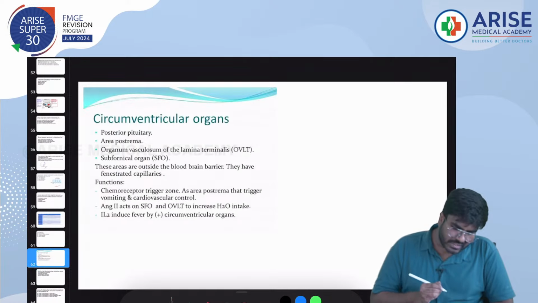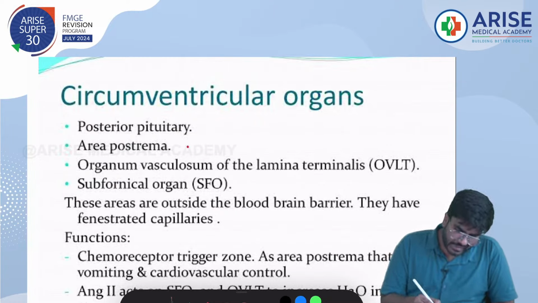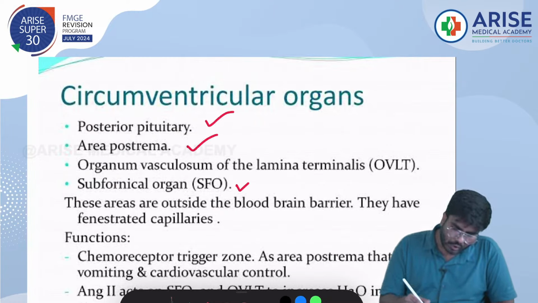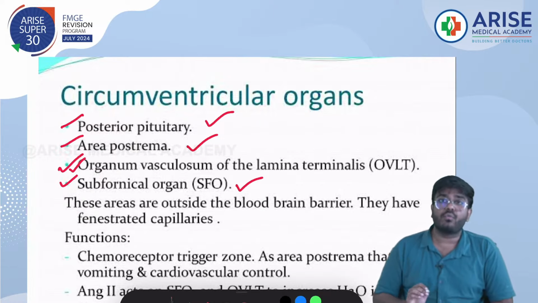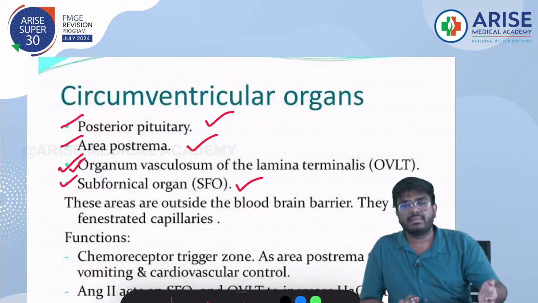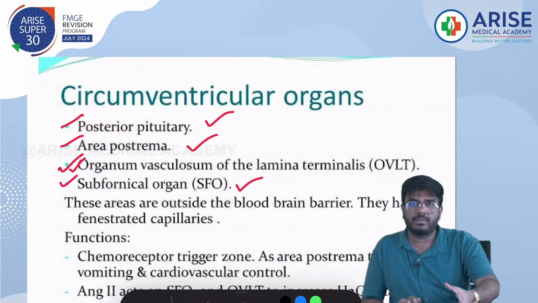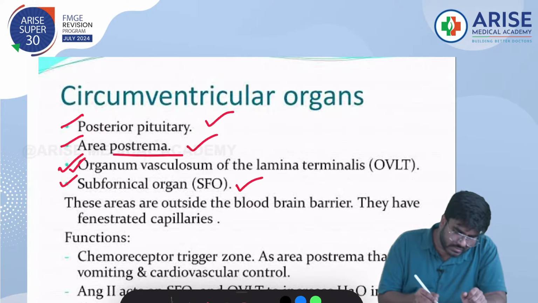Which structures are outside the blood-brain barrier? Which structures are not covered by the blood-brain barrier? Area postrema, posterior pituitary, subfornical organ, organum vasculosum. These are the four areas not covered by the blood-brain barrier. They have direct contact with the blood. They can sense the chemicals in the blood. So the area postrema is your vomiting center.